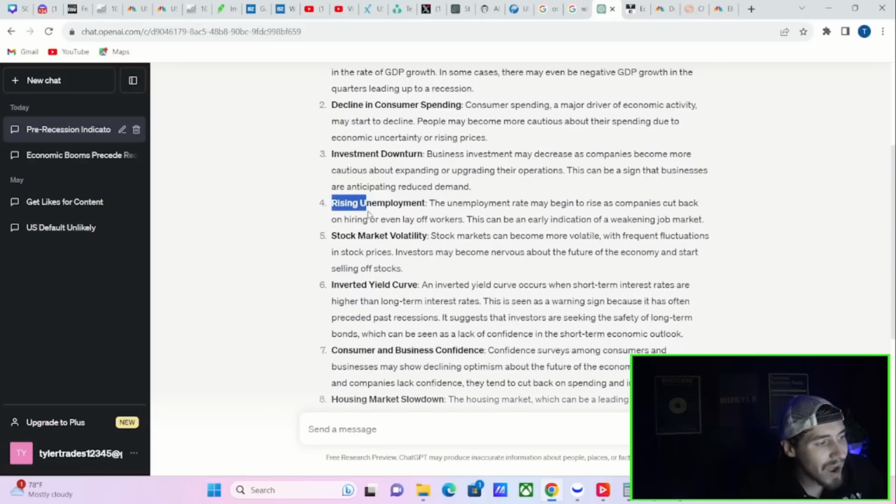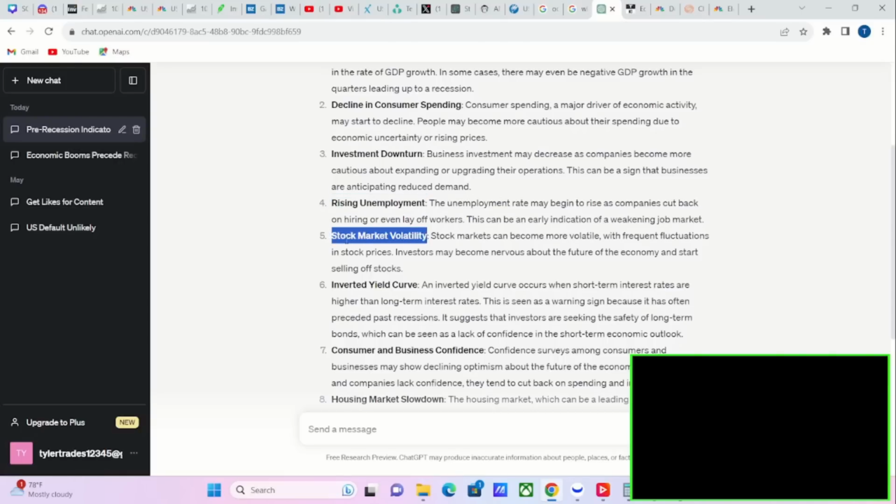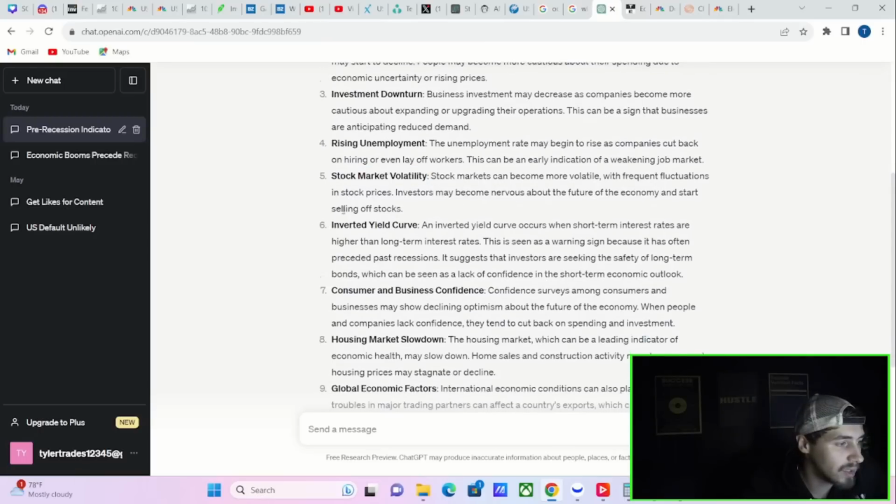Number four, rising unemployment. We haven't seen this quite yet, although we have seen big movements in unemployment. It rose from 3.4% to 3.7%, and then it fell back down. So you're still at very low levels, but that's one of those things that is kind of one of the last dominoes to fall when you actually do go into a recession. Number five, stock market volatility. We're certainly starting to see that.